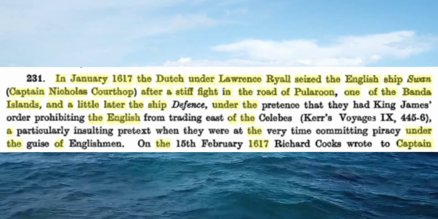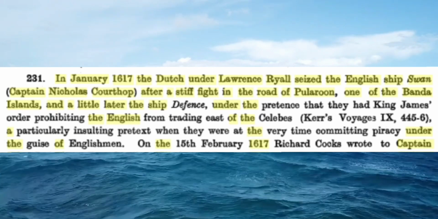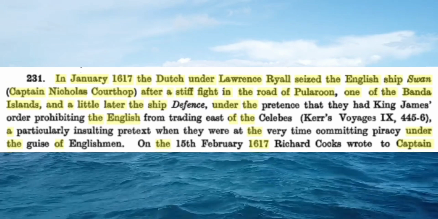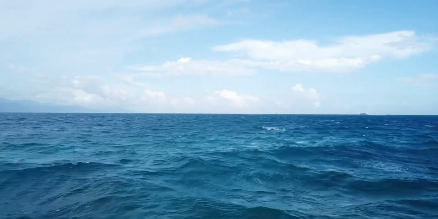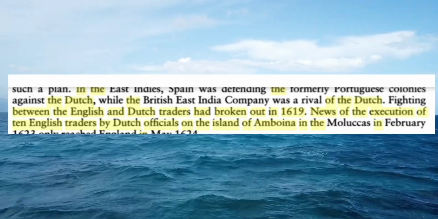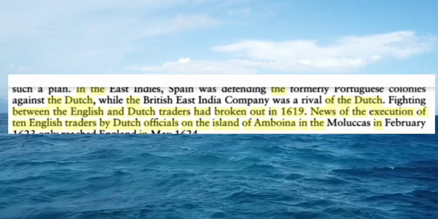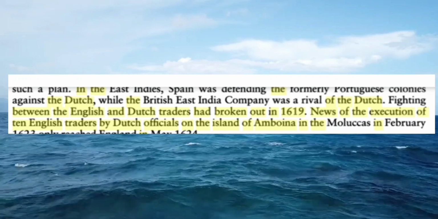Englishmen. So this is telling us right here that the Dutch impersonated the English and committed piracy. Now we're going to see this is a very consistent thing, that the Dutch were impersonating the English, and we're going to see why, in fact, slavery was not even legal in Britain. So it says, against the Dutch, while the British East India Company was a rival of the Dutch, fighting between the English and the Dutch traders had broken out in 1617.